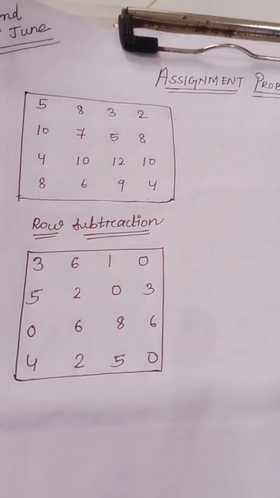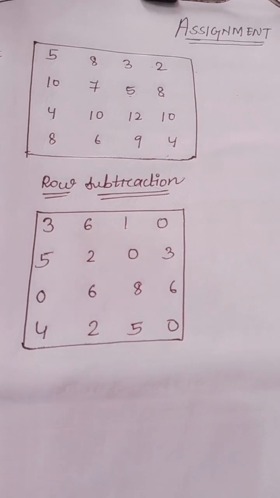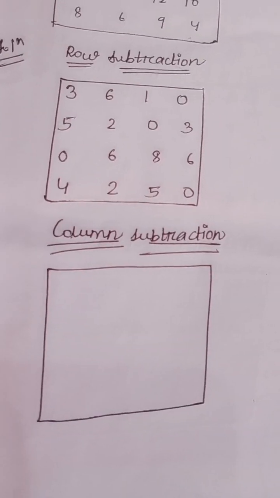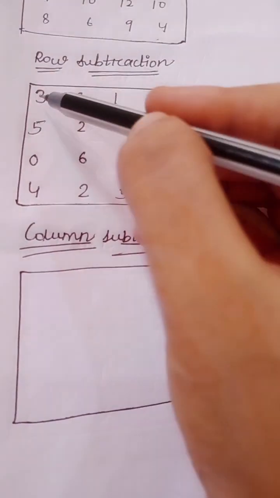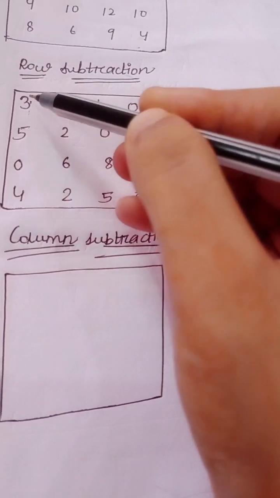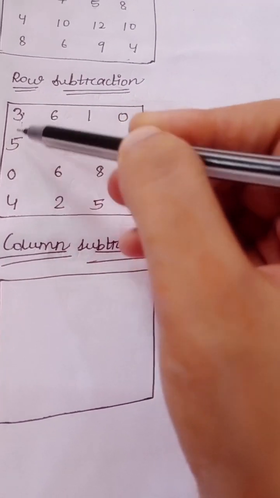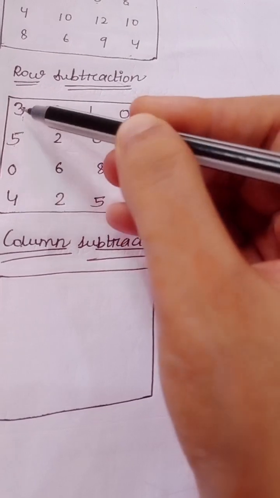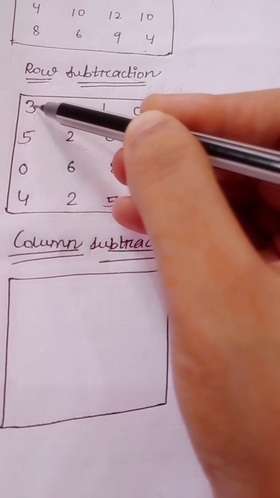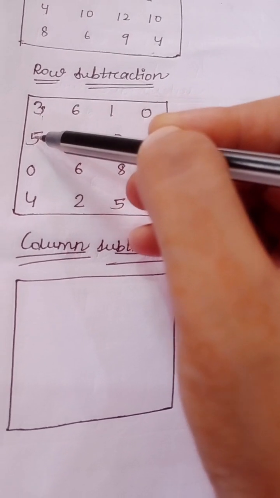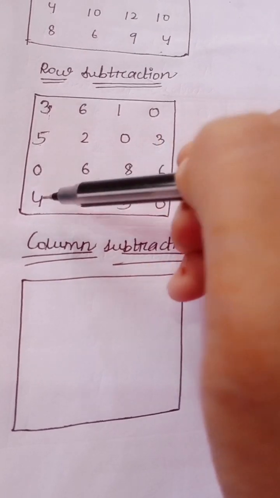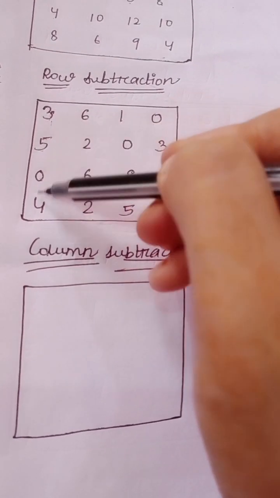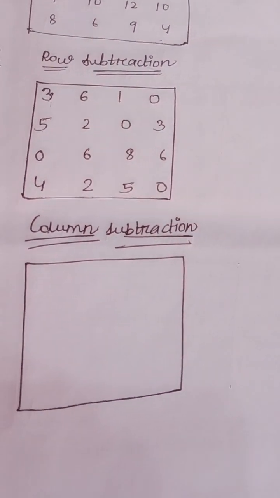Proceed to step 3. Step 3 is column subtraction. So, in column subtraction, we'll subtract the smallest value from each column. Like this, 3, 5, 0, 4. Which is smaller? 0. So, 3 minus 0 is 3. 5 minus 0 is 5. 0 minus 0 is 0. 4 minus 0 is 4. So, write the values as it is.